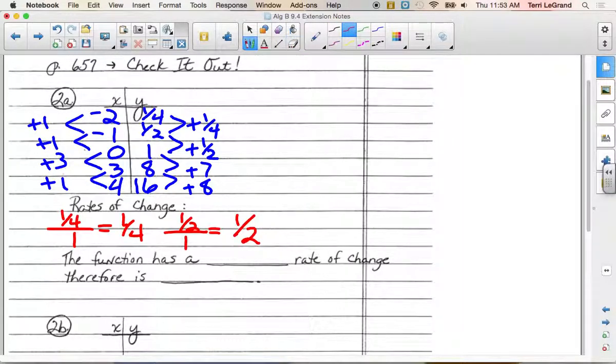Next one is 7 over 3. 2.5? That's not 2 1/2. It's 2 1/3, isn't it? Yeah. And 8 over 1 is 8. Constant rate of change? No. What kind of rate of change? Variable. So the function has a variable rate of change. And this time we're saying then, is it linear or nonlinear? Nonlinear. If it has a variable rate of change, it's nonlinear.